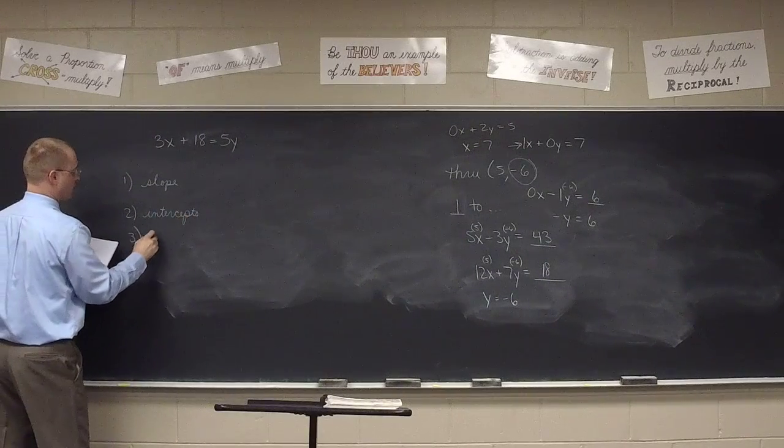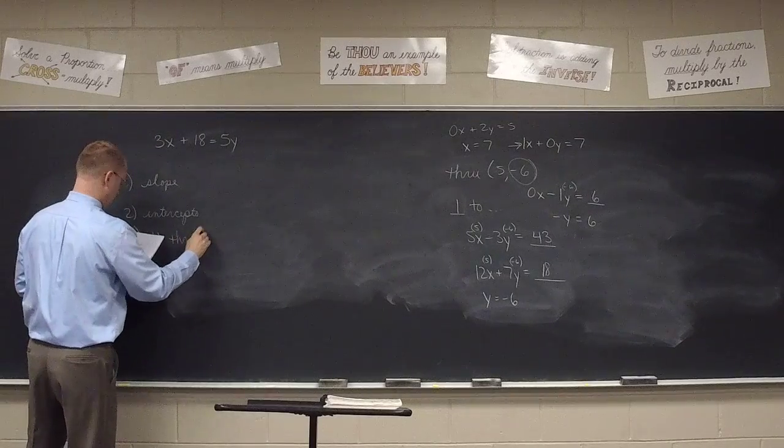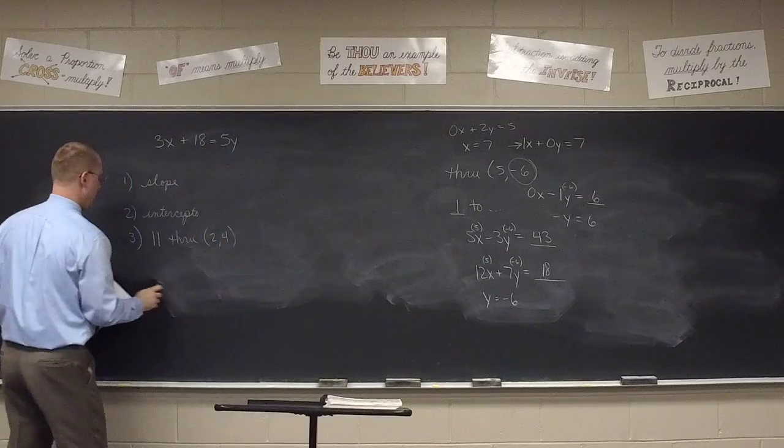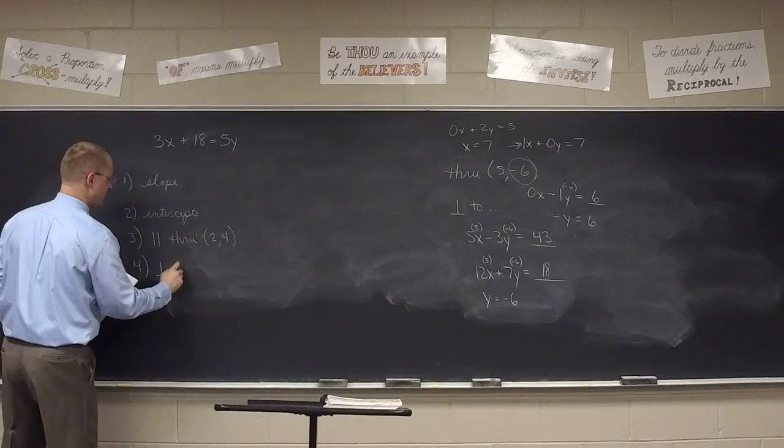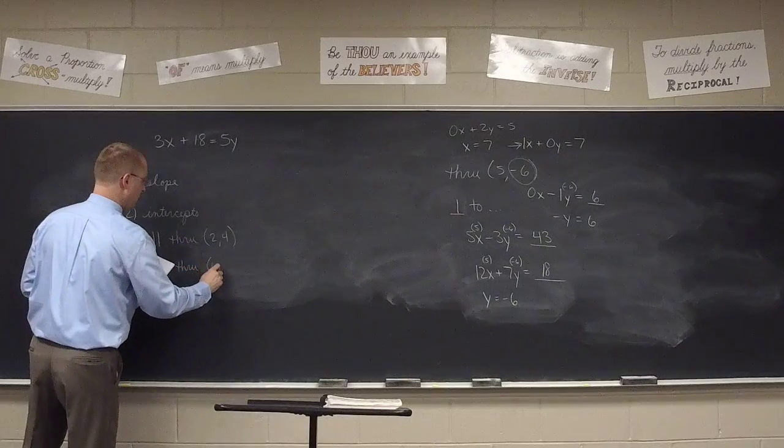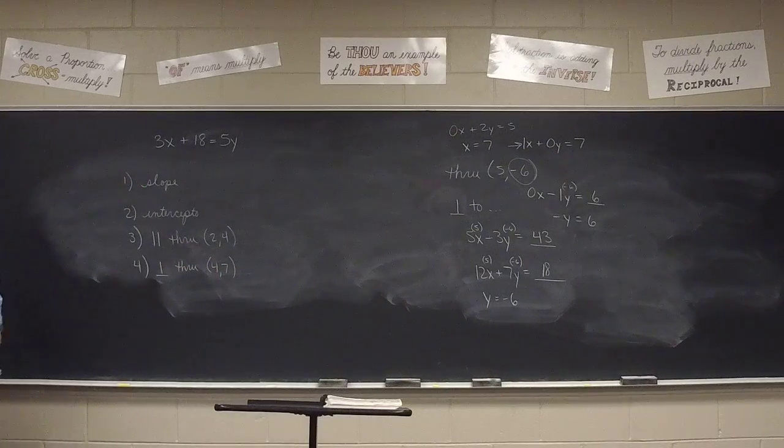Find for me the equation of a parallel through the point 2, 4, and find for me the equation of a perpendicular through the point 4, 7. Several things for you to find. Get in the general form first, then find me the slope, the intercepts, a parallel through 2, 4, and a perpendicular through 4, 7.